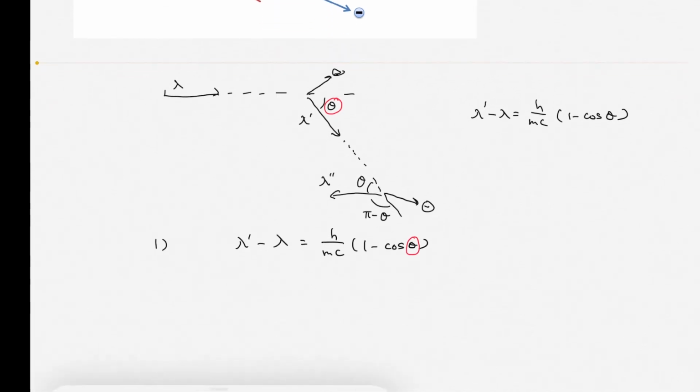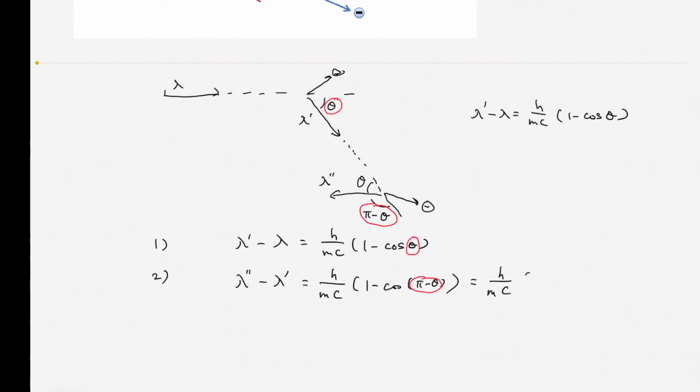And the second collision, second interaction: lambda double prime minus lambda prime is going to be h over mc times 1 minus cosine of pi minus theta. So in this case, the scattering angle is pi minus theta, so you should substitute pi minus theta. Then you can calculate, and it's going to be h over mc times 1 plus cosine theta. This is the first scattering and the second scattering.